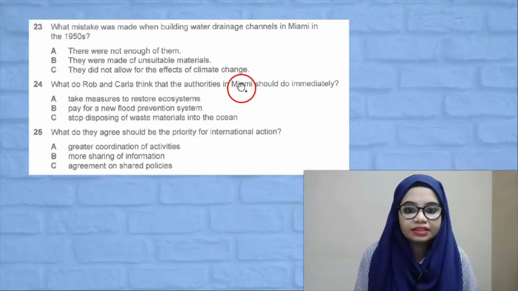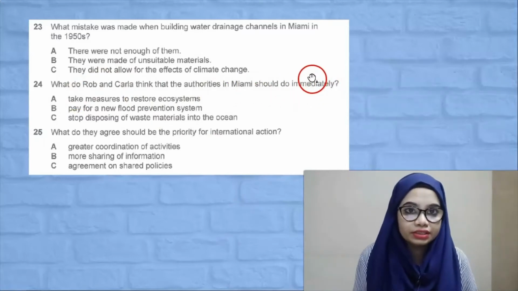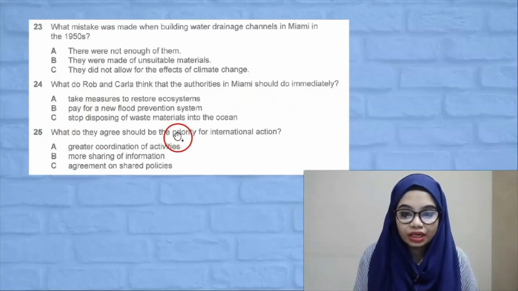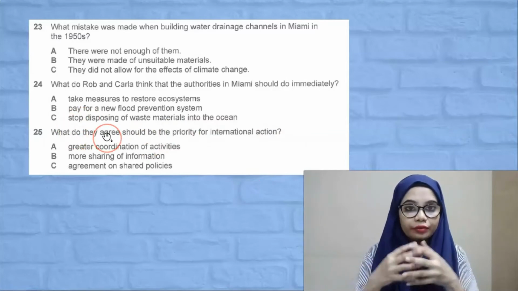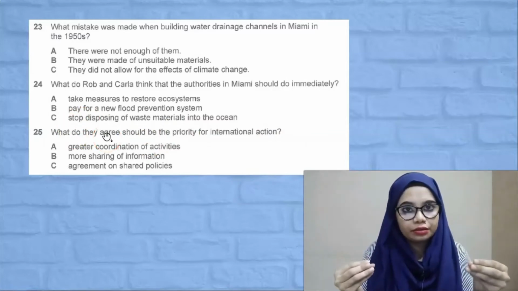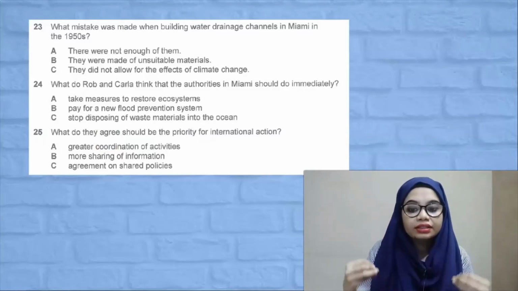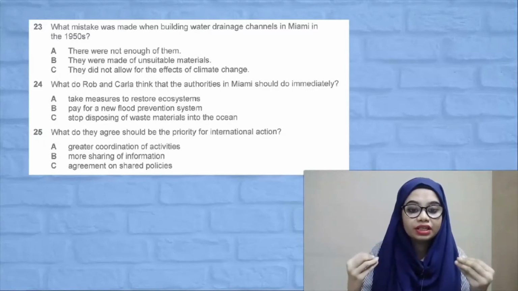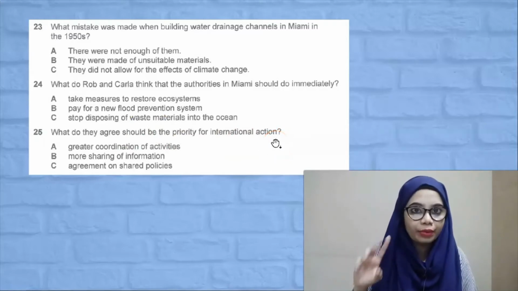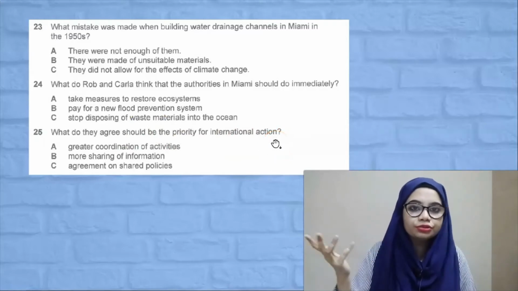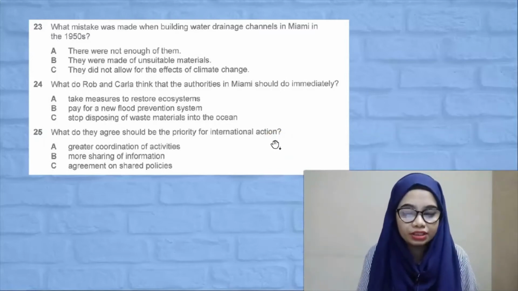What do Rob and Carla think that authorities in Miami should do immediately? So the keyword here is immediately. What do they agree should be the priority for international action? So what do they agree on? This is an indicator that not just Carla, not just Rob, but both of them agree on what should be the priority for international action. So international action is the case here, not just the case for Miami or one particular place or two or something around that area, but international, involving more than one country.